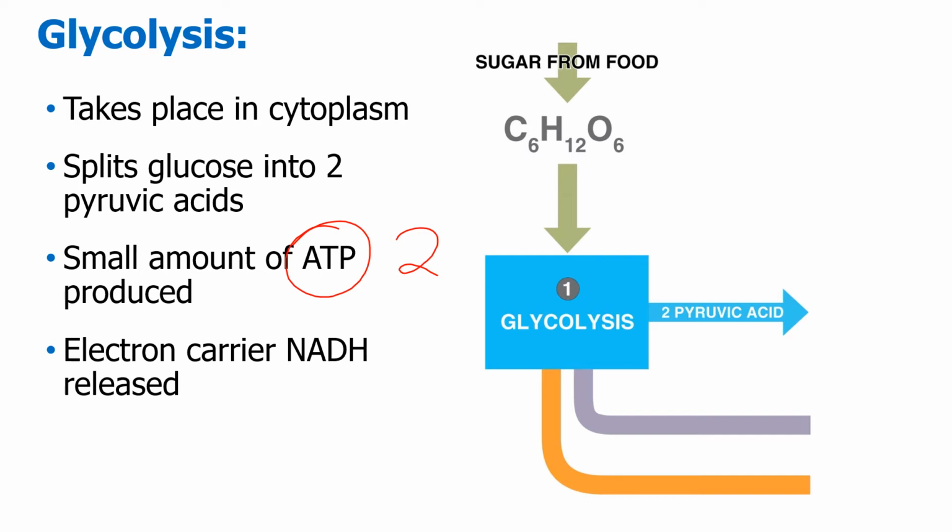We also make some NADH, and if you remember, NADH is similar to the NADPH of photosynthesis, which we said, by analogy, are kind of those buckets that are going to carry a bunch of electrons. So NADH are compounds that carry electrons.